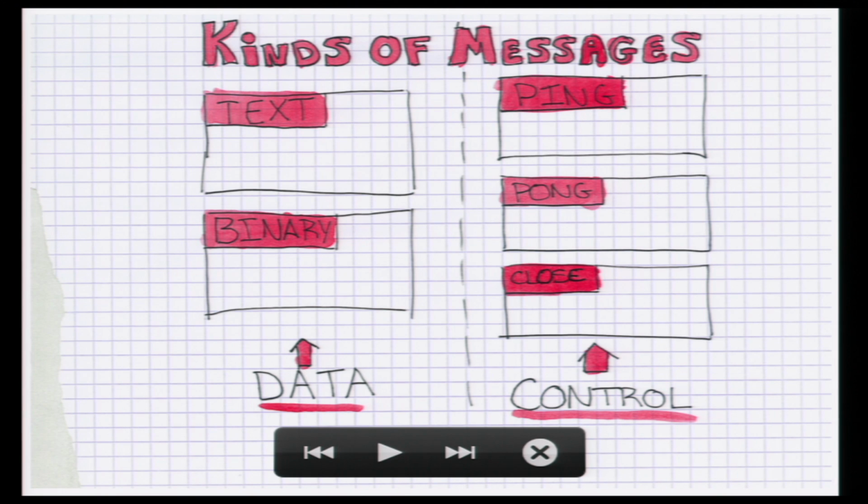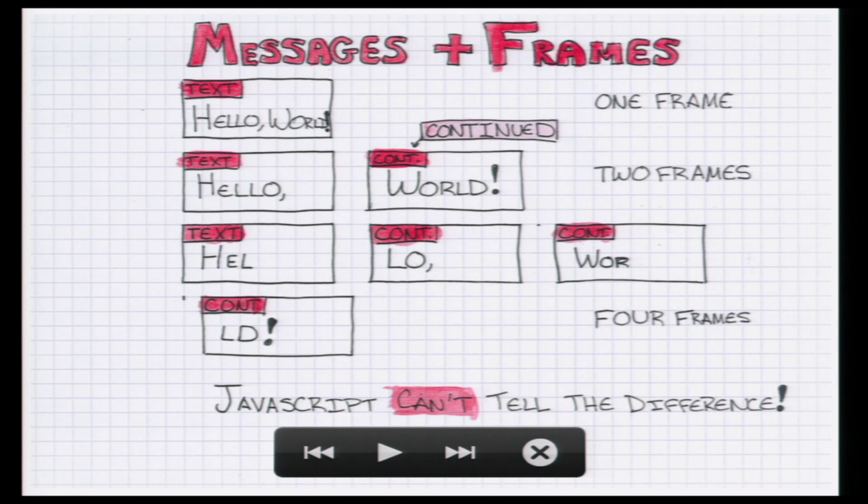The control messages are for the lower level connection, so the JavaScript won't see these. And so you can send pings and pongs and closes. So if the server sends a ping, the client will respond with a pong. So those are just a pair of messages, basically to say, are you still there? And then there's a close message, which is part of our closing handshake, which we'll talk about at the end.